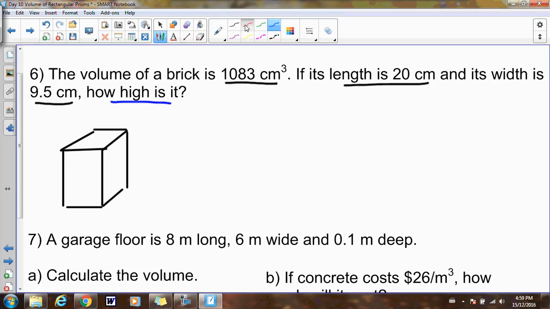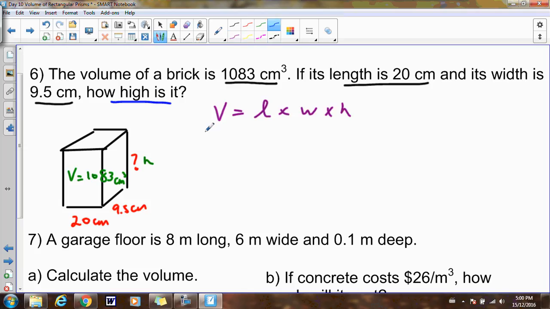They tell us that the length is 20 centimeters, the width is 9.5 centimeters. They don't know how high it is, so I'm going to put a question mark, but they do know the volume, so the amount of space inside is 1,083 centimeters cubed. So we don't know the height. That's what we're trying to figure out. Now, in order to figure out the height, we just use the formula again, right? So volume is equal to length times the width times the height.